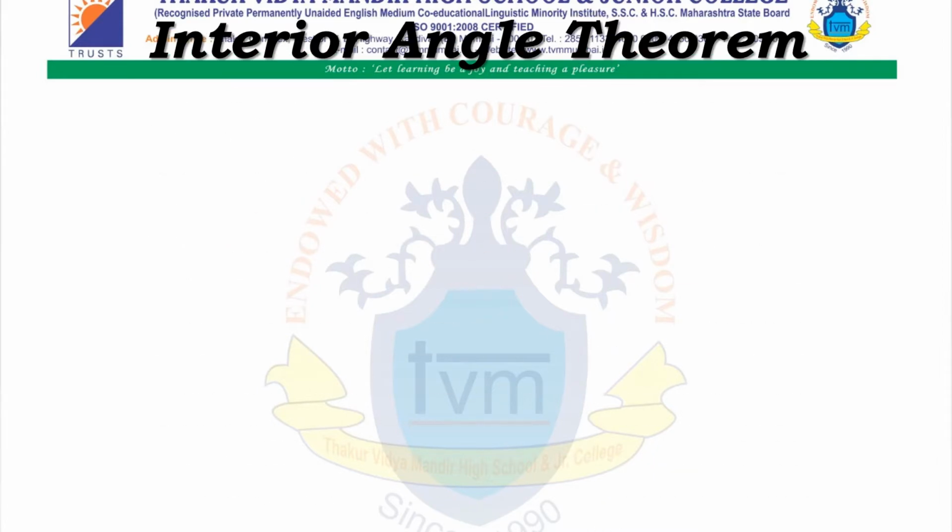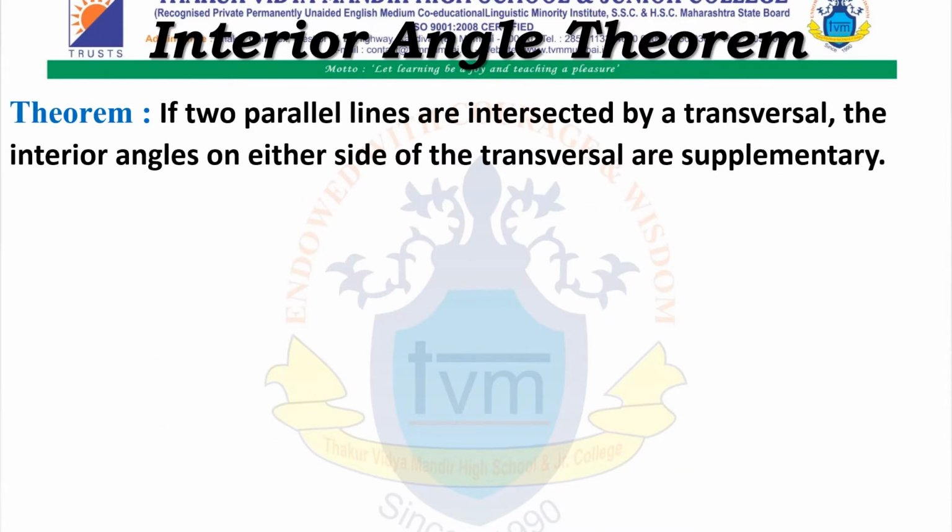Interior angle theorem. Let's see the statement of this theorem. It is: if two parallel lines are intersected by a transversal, then the interior angles on either side of the transversal are supplementary. What is given in this statement? There are two parallel lines. If both the parallel lines are intersected by a transversal, then the interior angles formed on each side of a transversal are supplementary.